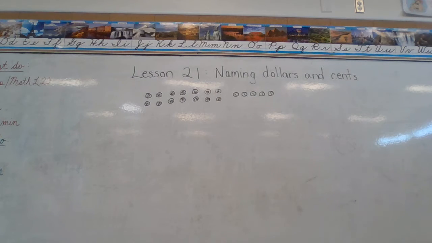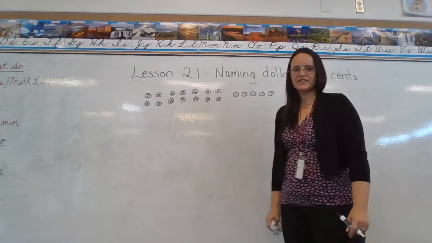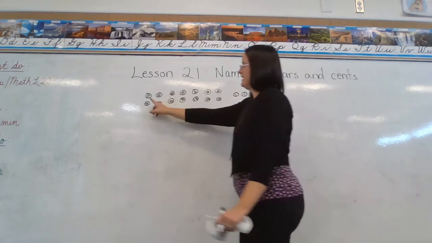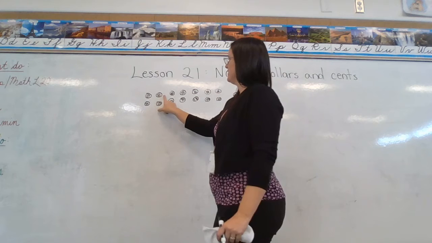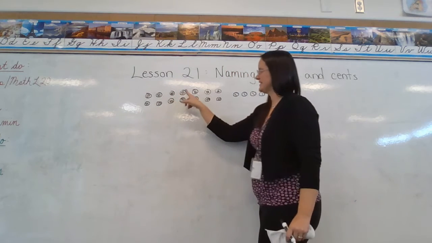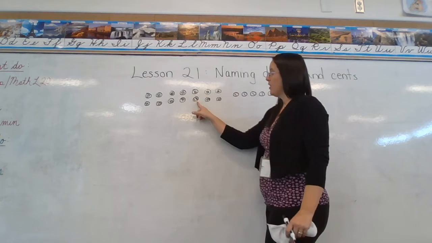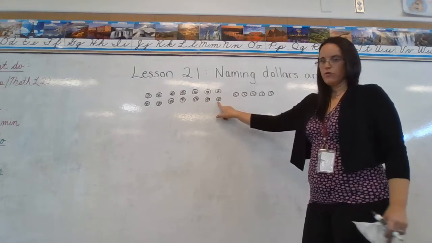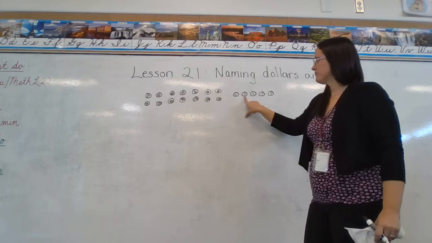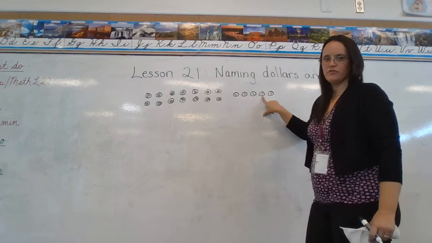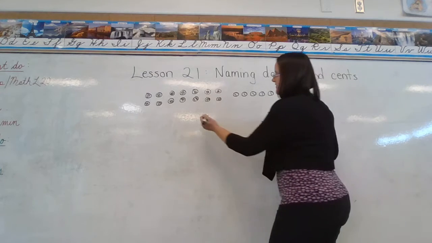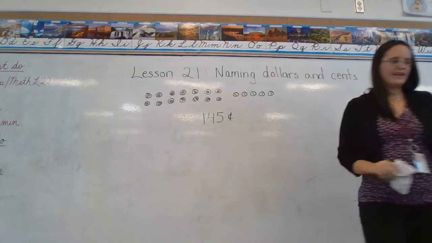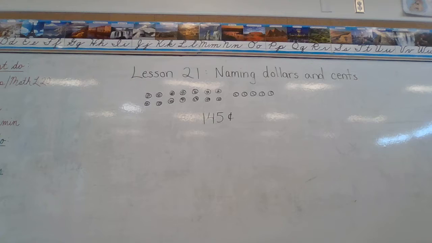All right, how much money do you have on your desk or your table if these coins are in front of you? Well, let's count. Let's count by 10. 10, 20, count with me, 30, 40, 50, 60, 70, 80, 90, 100, 110, 120, 130, 140, 141, 142, 143, 144, 145. So I have 145 cents. That's how much money is there in front of me.